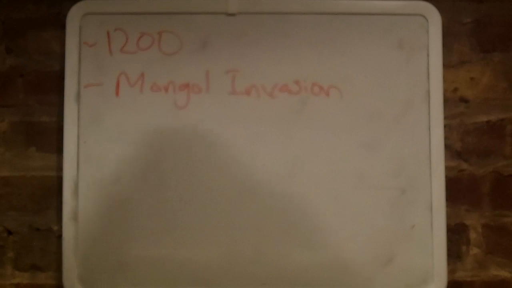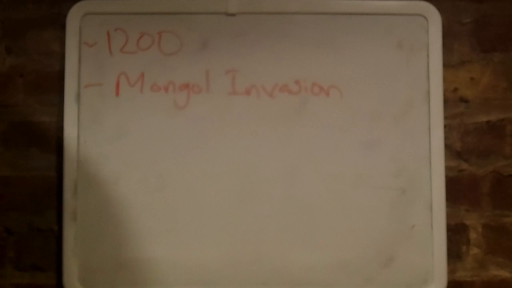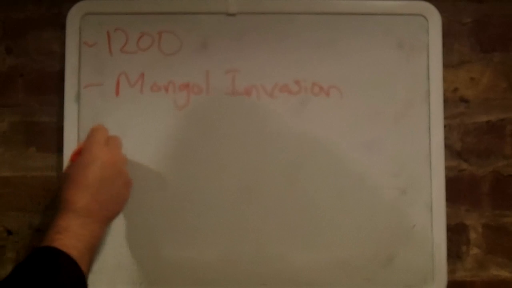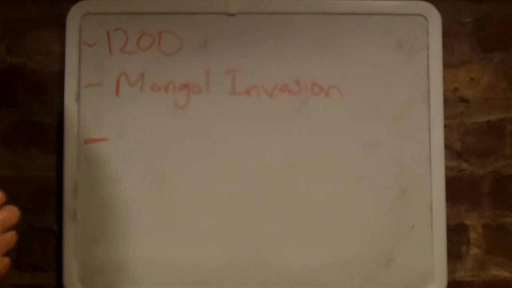They nearly conquered Europe, but Genghis Khan died while the battle was going on, and so all the Mongol generals returned to Mongolia to elect a new leader, and that's what spared Europe from being conquered by the Mongols. The Mongol invasions, let's see, I guess that's about all I can say about the Mongol invasions.